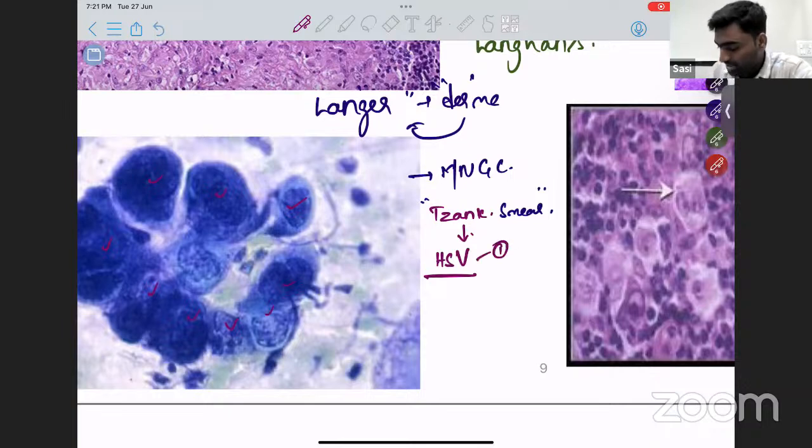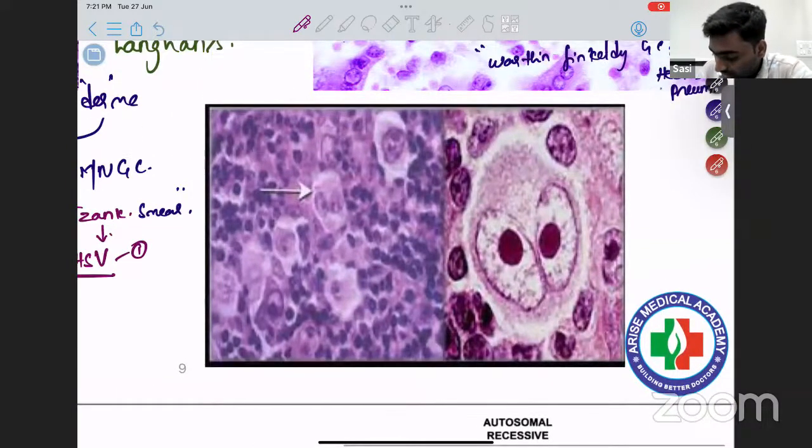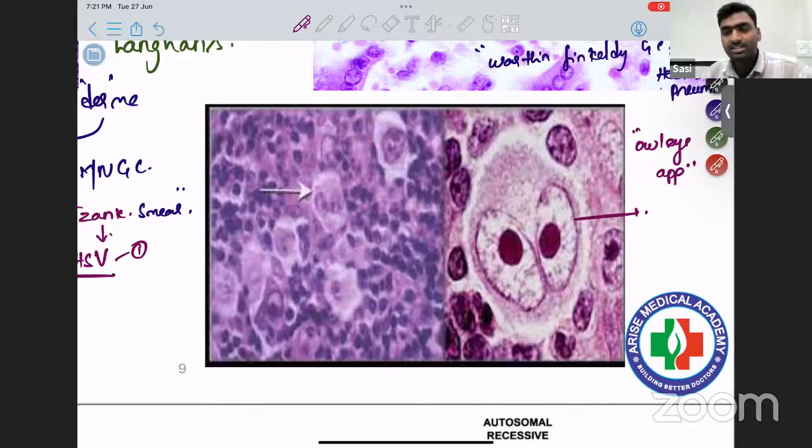And if you see this owl's eye appearance, like everyone is waiting for this, this one, owl's eye appearance. These cells are seen in which condition? What is the name of these cells? Will you be able to recall? Yeah, correct. They are known as Reed-Sternberg cells. Remember, Reed-Sternberg cells contain a nucleolus at the center, in a red or pink color.